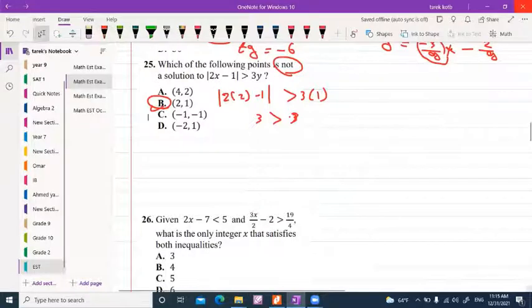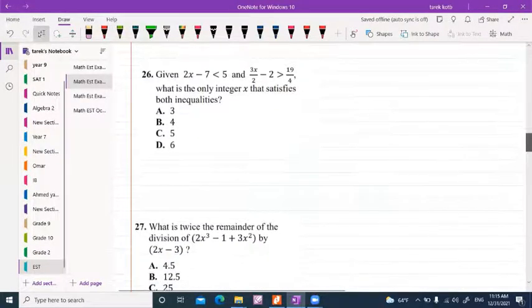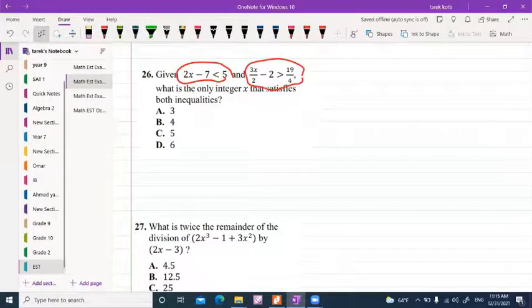Number 26. Given two inequalities, as you see, this is the first inequality and this is the second inequality. What's the only integer x that satisfies both inequalities? So also you can plug in the numbers and you can get the number which satisfies both inequalities. Okay.